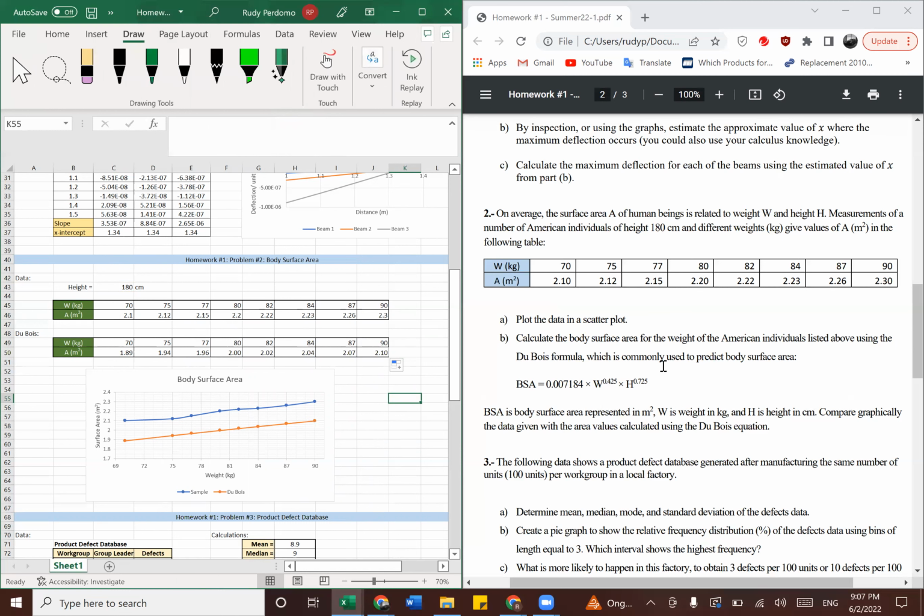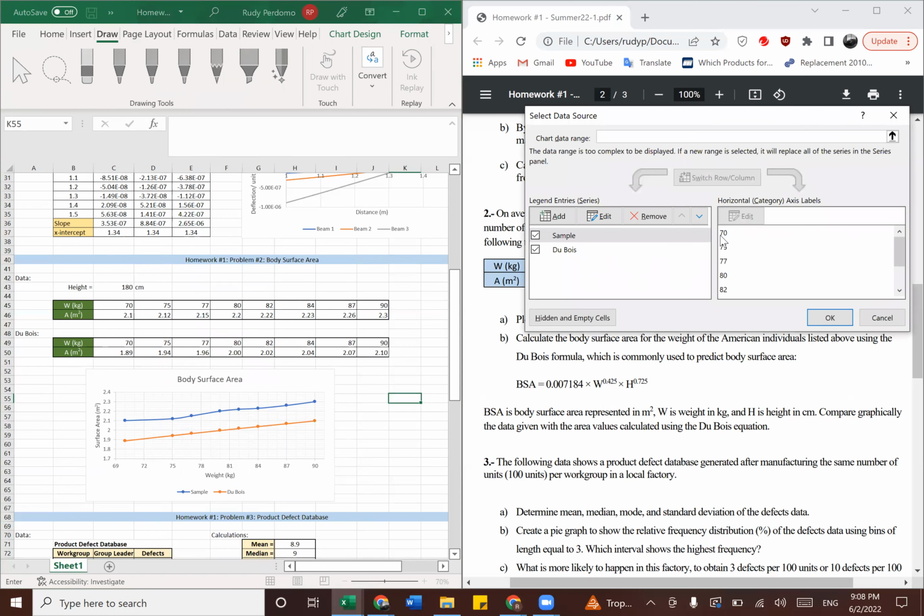Now, it says compare graphically the data given with the area values calculated using the Du Bois equation. So now you just get to compare graphically, you always have to put them in the same graph. So you go here, you go to select data, right? You're gonna keep the same max values here, but you're gonna add another series.